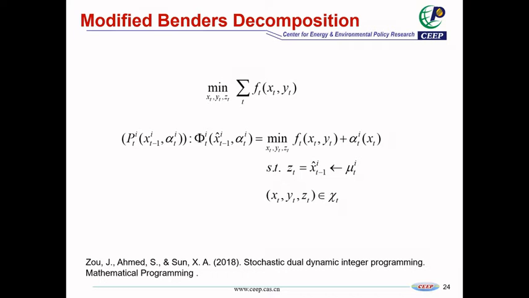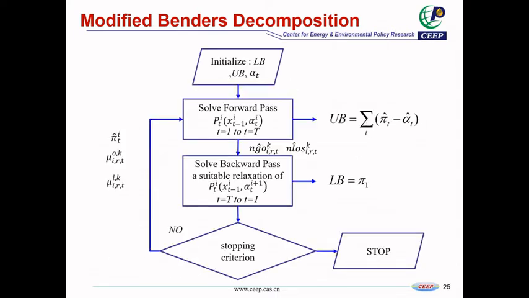So with increased stage dimensions, the stochastic program will become challenging to solve, especially with the integral variables. Therefore, a highly efficient algorithm is essential. To cope with this, we develop a modified decomposition algorithm inspired by the stochastic dual dynamic programming and stochastic dual dynamic integer programming.